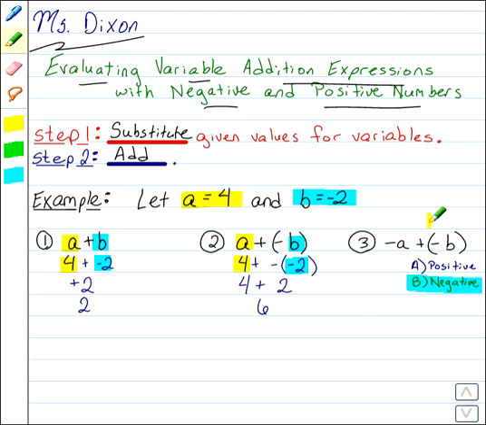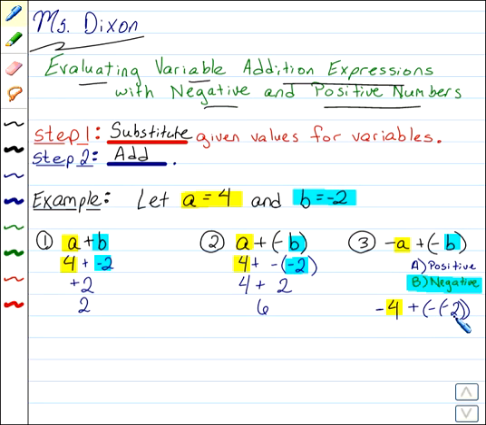Remember the A, we're going to substitute 4 for the A. And in front of A, there's a negative sign. So in front of the 4, I'll have a negative sign. Then I have plus a negative B. And b is negative 2. So plug in, or substitute, negative 2.